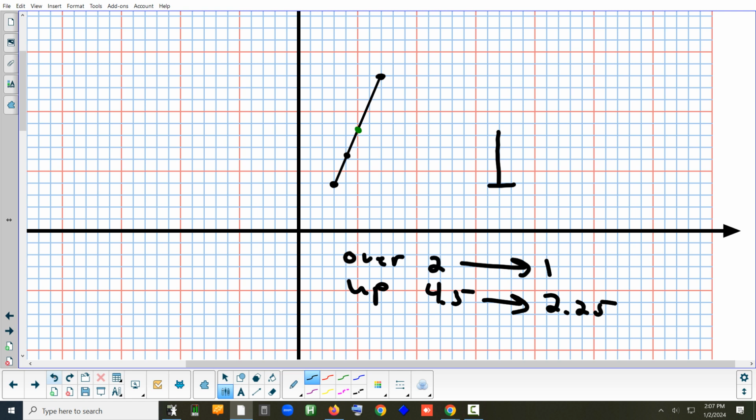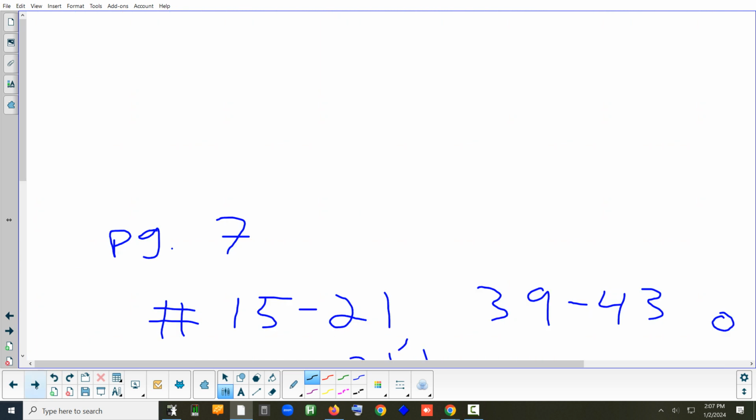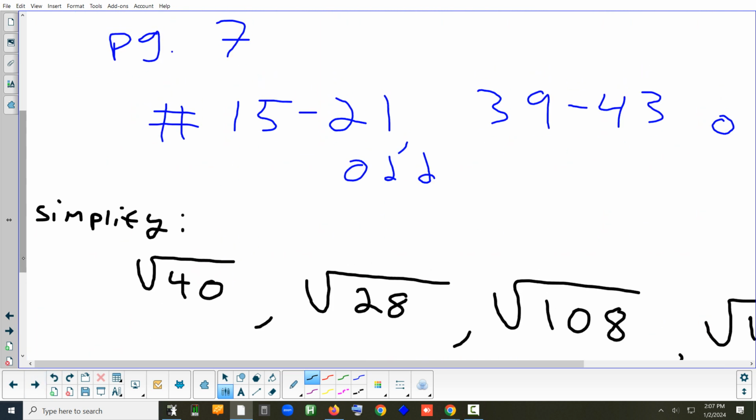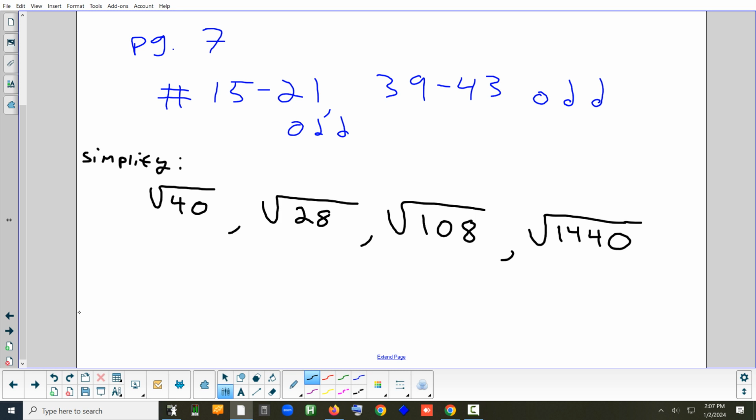Okay, any question on that? All right, so that's all I really wanted to take a look at for the first day. Just the distance and midpoint. Nice. So you've got plenty of time. You can start the homework. Okay, 15 to 21 is the distance. 39 to 43 is midpoint. And then there's 4 square root problems to try. If you finish everything, you can show me. You've got about 30 minutes or so, probably enough time to finish that.